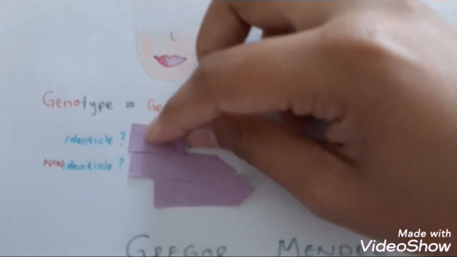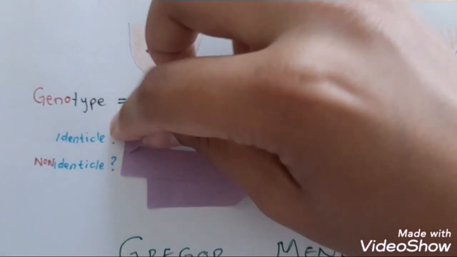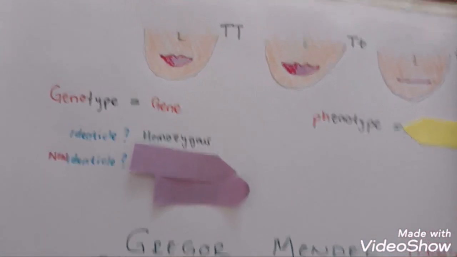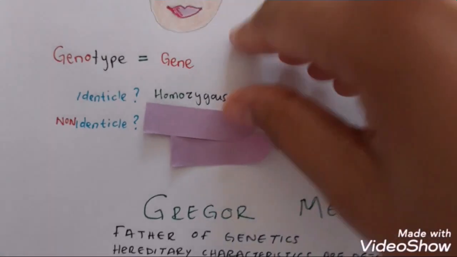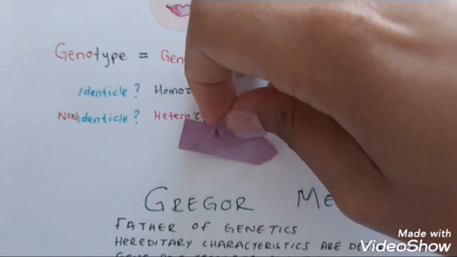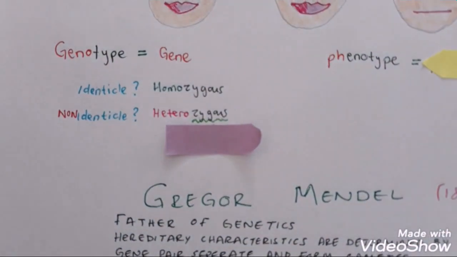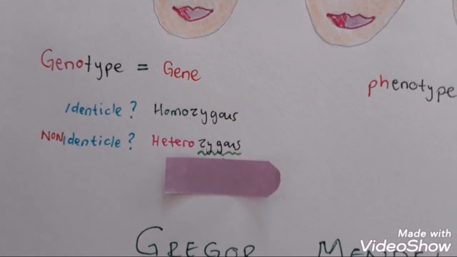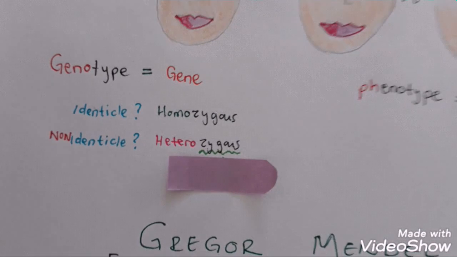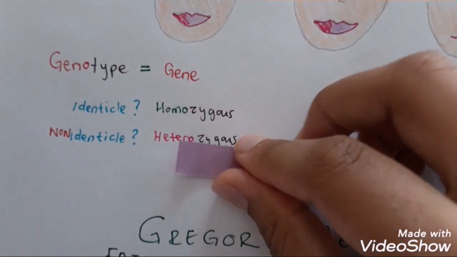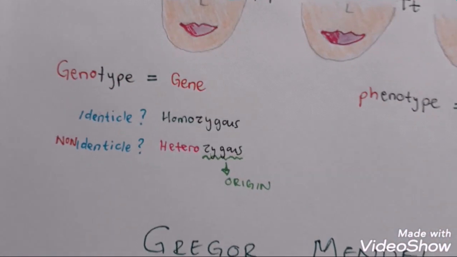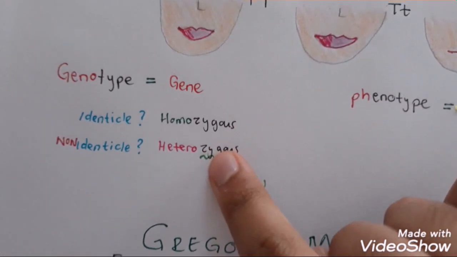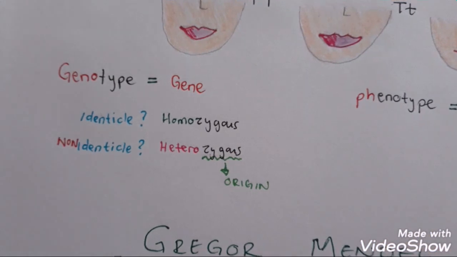If they are identical, we call them homozygous. Okay? And if they are non-identical, we call it heterozygous. Okay? Homo means the same and hetero means different. And zygous means the origin. So does it have the same origin or does it have different origins? Okay.